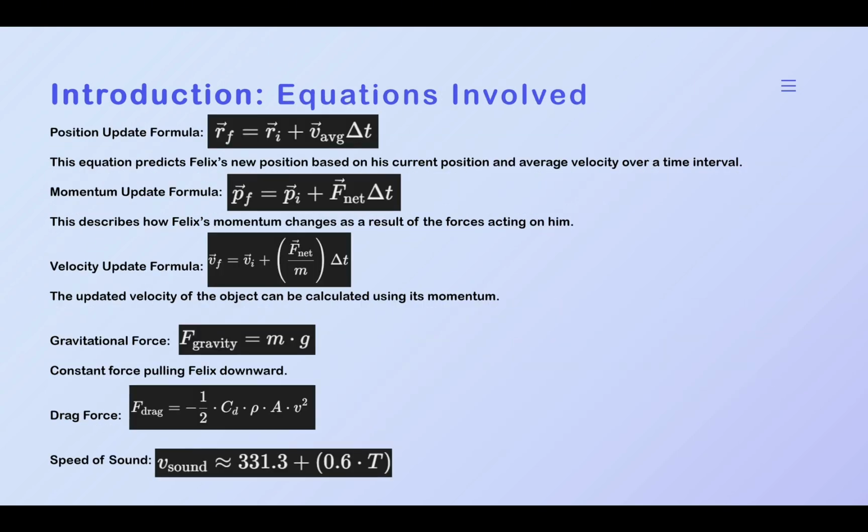Then let's see some important physical equations involved in this lab. You can see that the first five are the same as we used in lab 2, which is also about a falling object. And the new one is the formula for calculating the speed of sound, since the speed of sound is affected by the temperature.